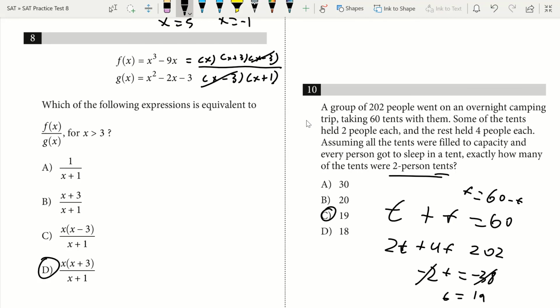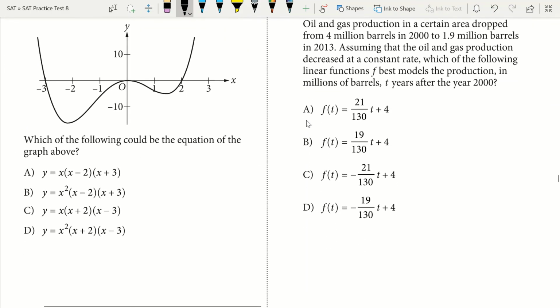So my answer is going to be C. All right, question 11. Which of the following could be the equation of the graph above? I see both endpoints are going up, so I know I can't have an x cubed. It has to be an even x to an even power. So I can go ahead and get rid of A and C, and then I just look for my roots.